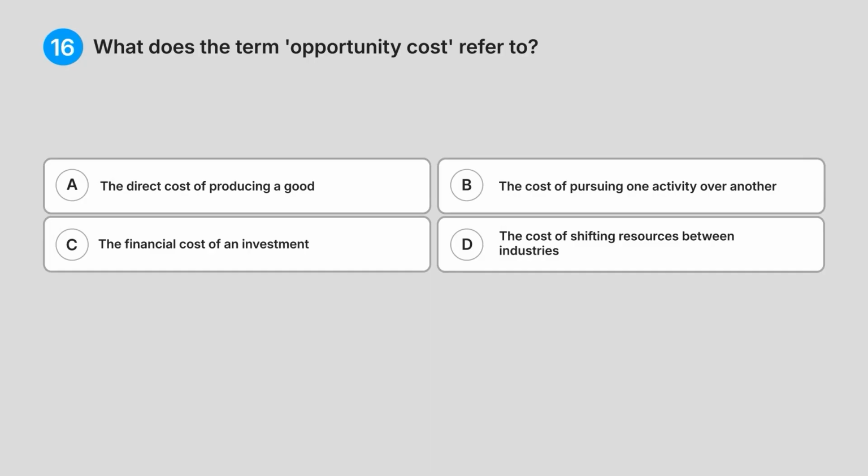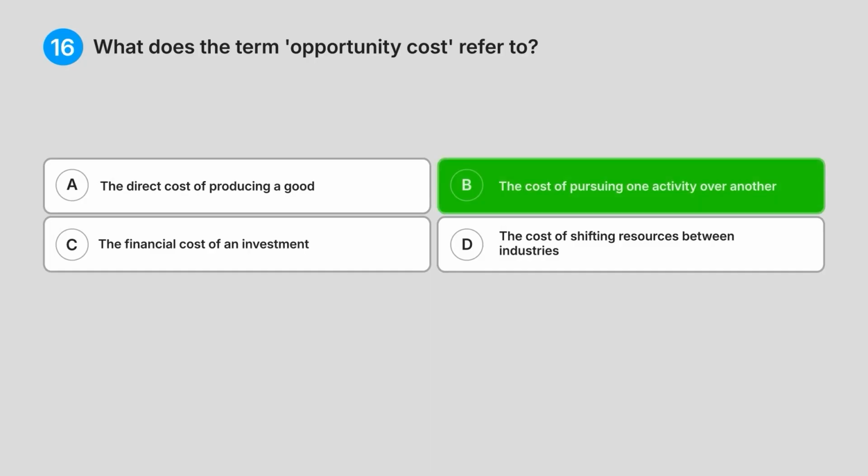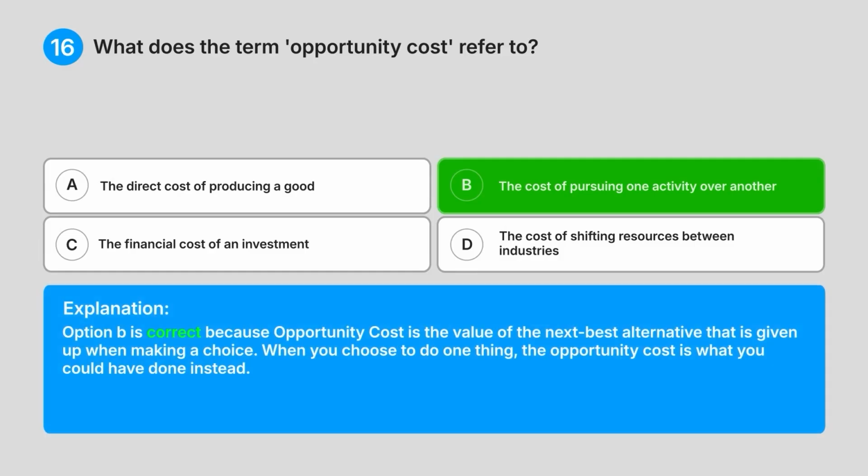Correct answer, B. The cost of pursuing one activity over another. Explanation. Option B is correct because opportunity cost is the value of the next best alternative that is given up when making a choice. When you choose to do one thing, the opportunity cost is what you could have done instead.